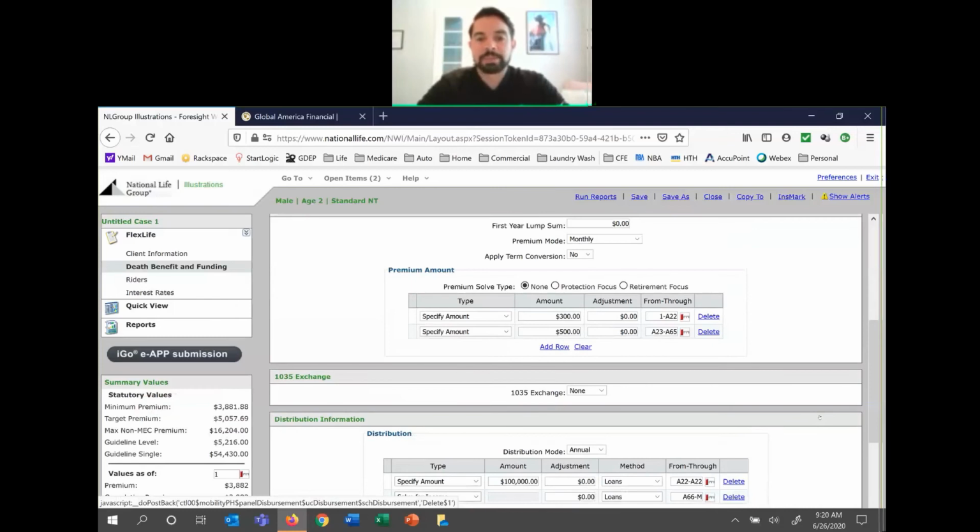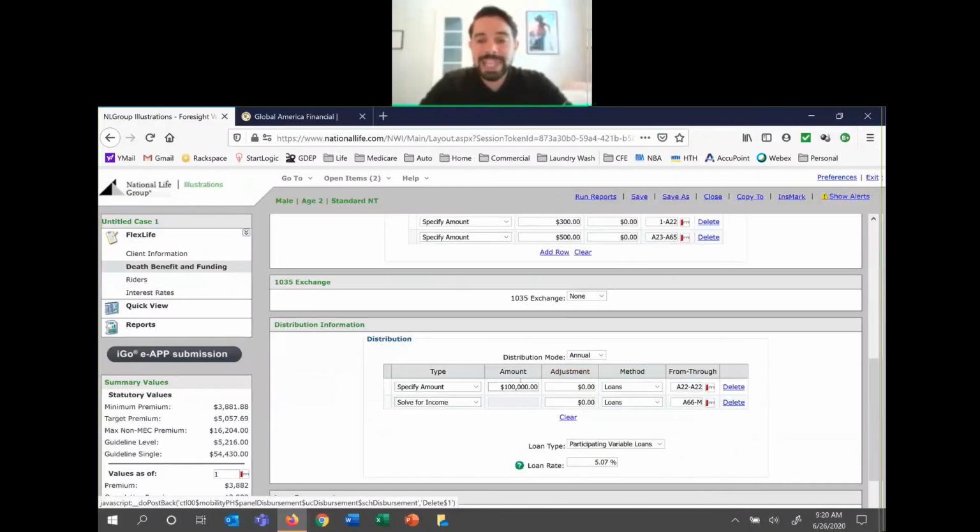So, recap again. What we're trying to do with this program, with this 2-year-old child, is maximize the value. We're going to pay $300 a month between now and when they're 22 years old. After they graduate college, they continue to pay into the policy at $500 a month from age 23 to age 65. In the meantime, we're going to take out $100,000 to pay off student loans at age 22, then hopefully receive a stream of income at age 66 until maturity.